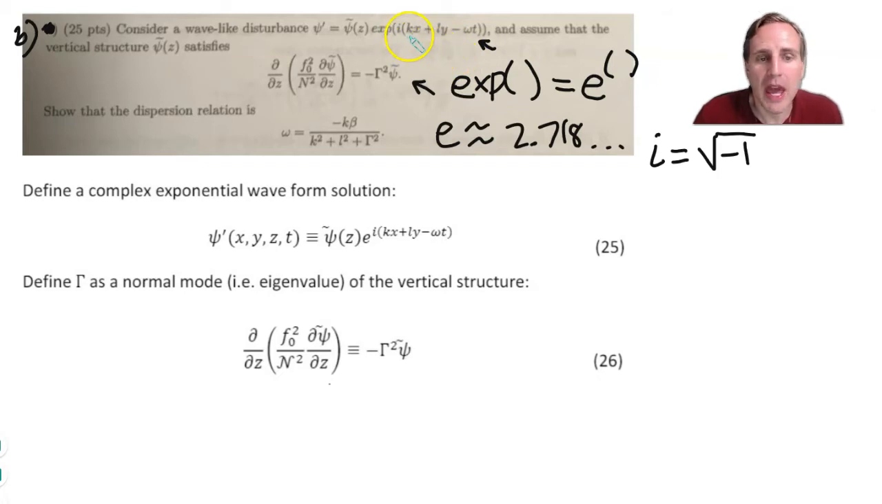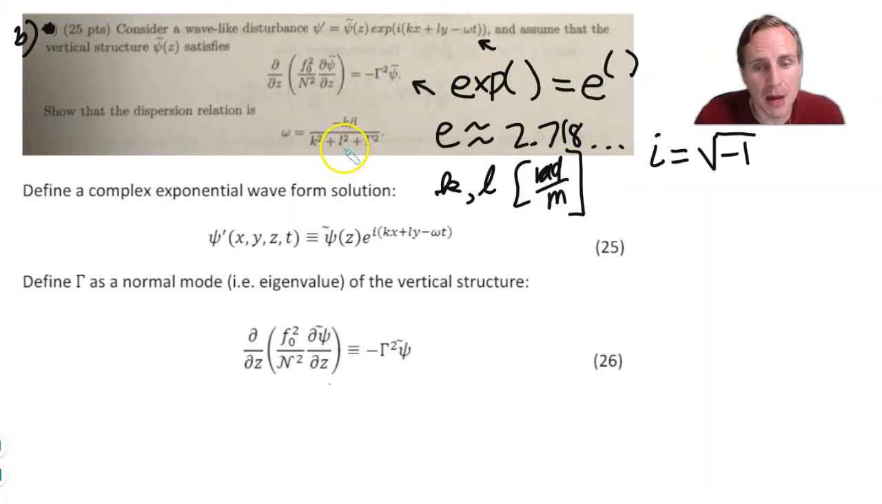Okay, so k is the horizontal wave number in the east-west direction. l is the meridional wave number in the north-south direction. So k and l both have units of radians per meter. That's why they're called wave numbers. Now notice, because these wave numbers are in the denominator of this equation, capital gamma will also have the same units, namely radians per meter. And so capital gamma here is going to act like a wave number.